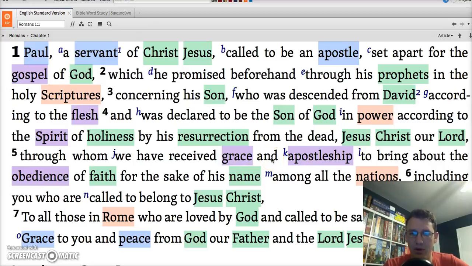They are both direct objects. We have received grace, we have received apostleship. We have received grace and apostleship. They don't have a double accusative relationship because they're not altering each other. They're just acting as two direct objects of the same verb. Okay?